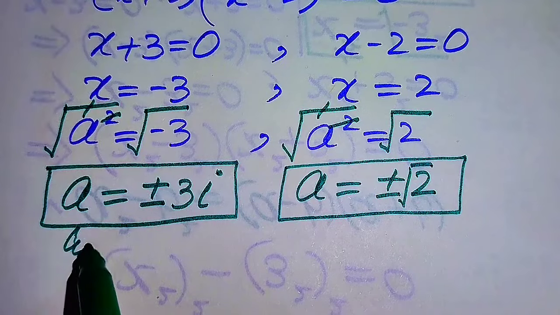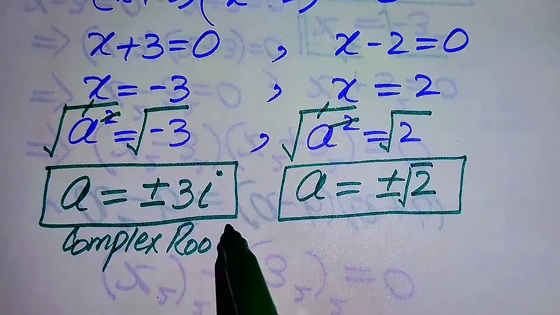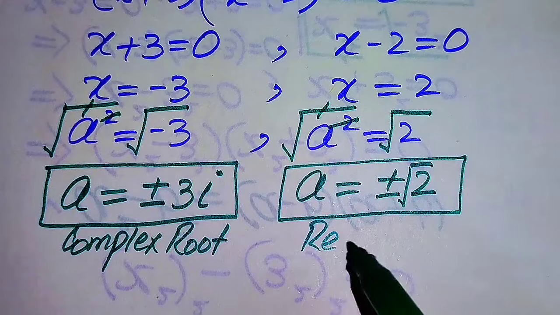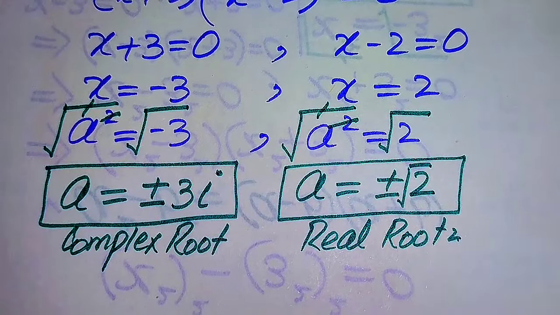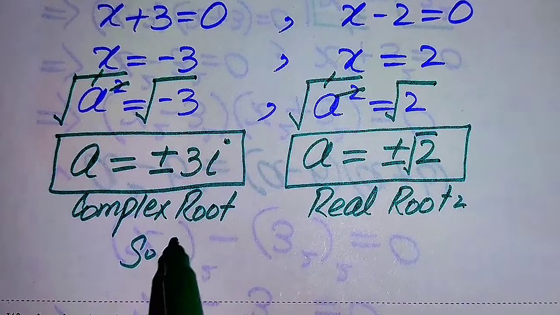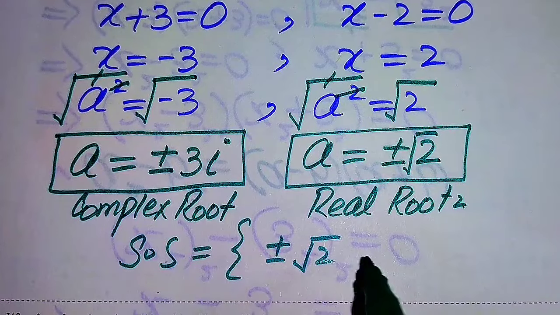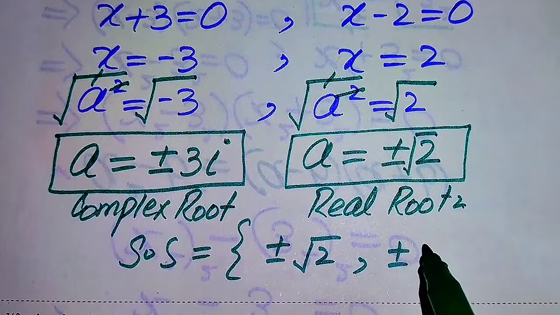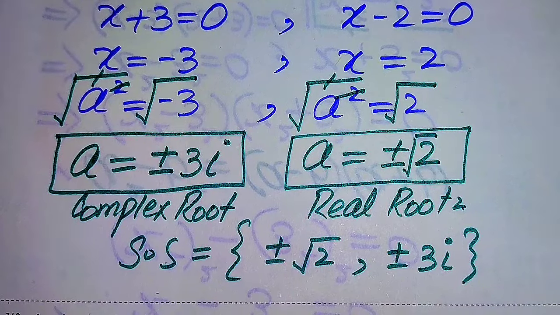So these are the two complex roots of the given equation, and these are the two real roots of the given equation. So these are the four roots of the given equation. It means that the solution set of the given question is plus minus square root of 2 and plus minus 3 times iota. So this is the final answer.